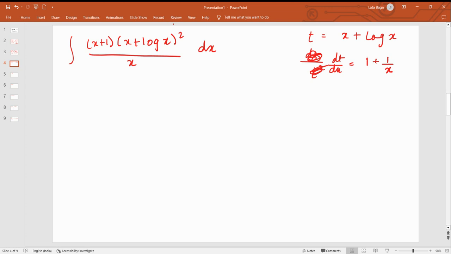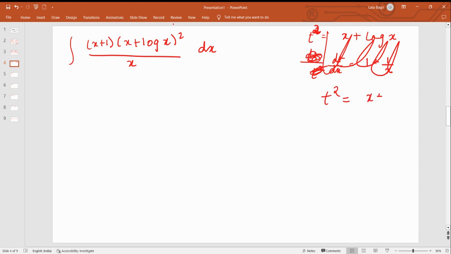Now here's where it becomes a bit complicated, because you don't realize what I should take as t. Should I put it as t square, or should I just let it be t? So the better thing to do actually would be to make it t square. So if I put it as t square, x plus log x whole, I shall leave it. dt by dx becomes 1 plus 1 by x.